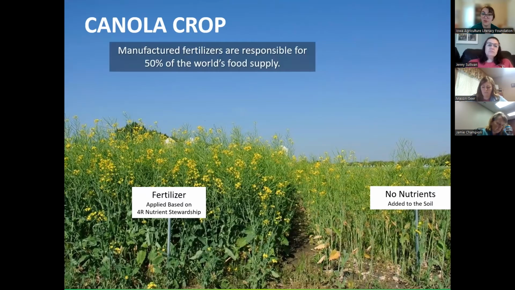So fertilizers are responsible for a large portion of the food supply. Without fertilizers, we would significantly reduce the amount of food that we'd be able to produce.